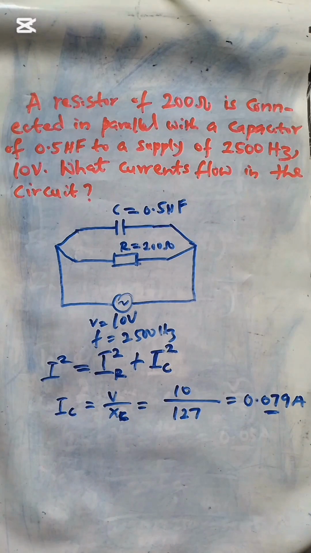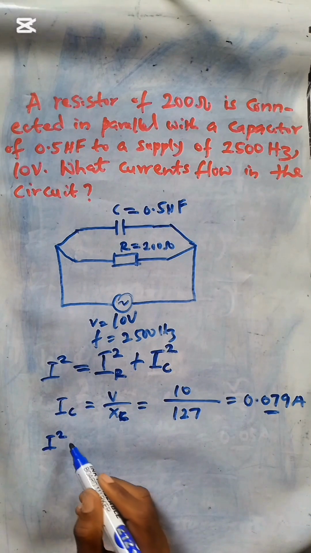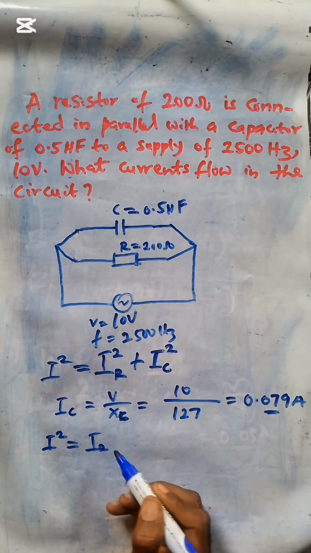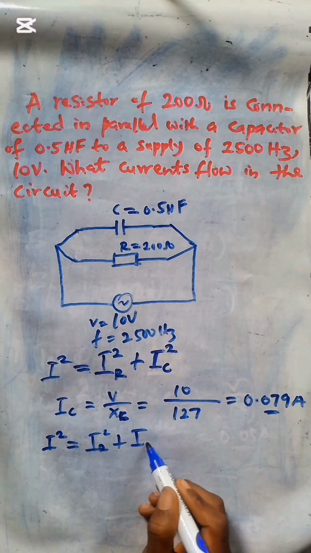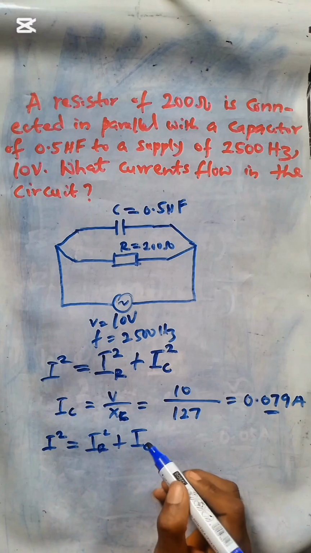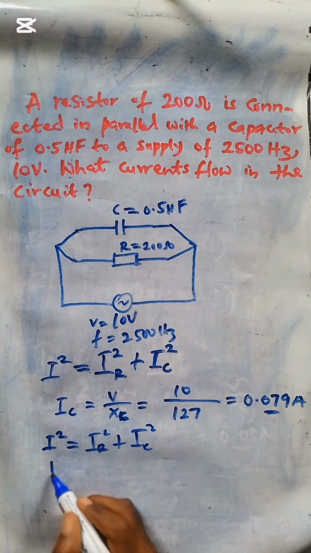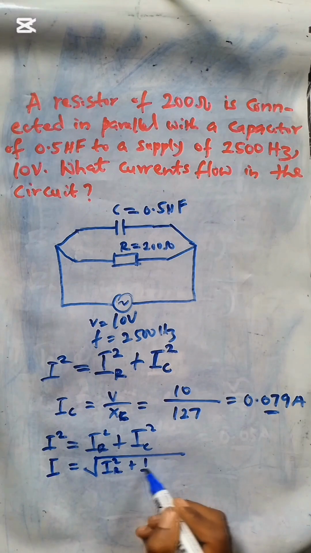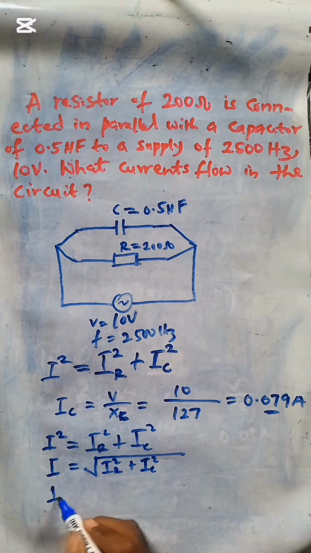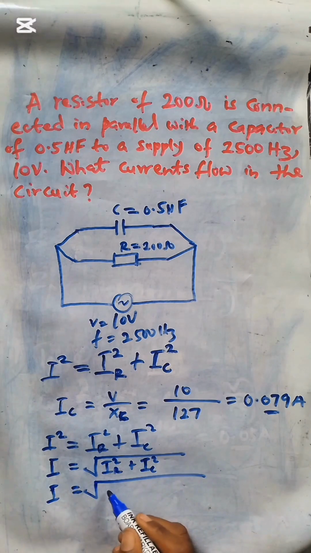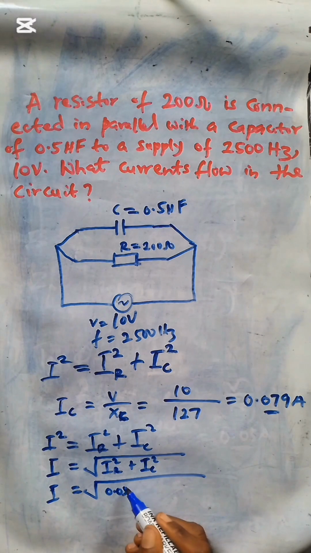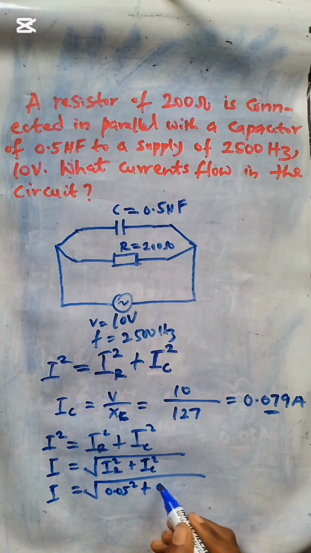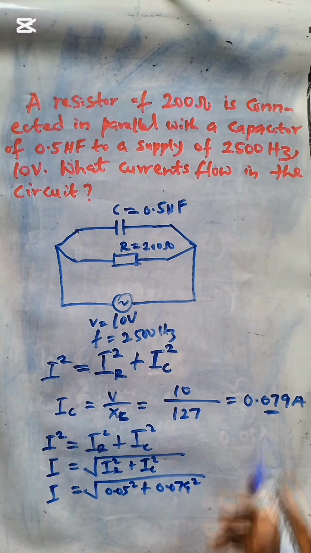Having known the current that flows through all these devices, we can now use our relationship: the main current squared equals the current across the resistor squared, plus the current across the capacitor squared. So our main current will be equal to the square root of all this, which is 0.05 squared plus 0.079 squared.